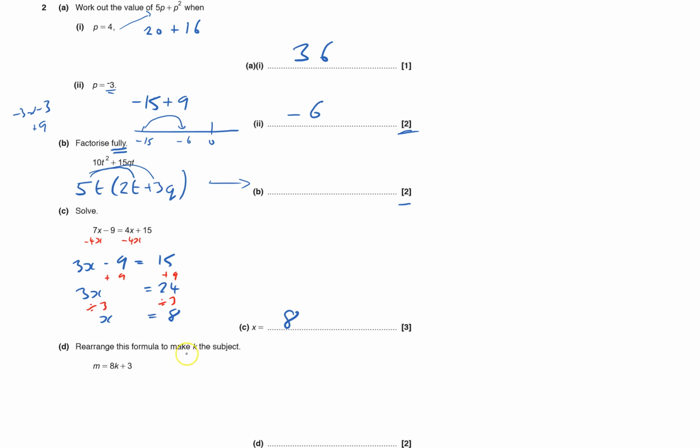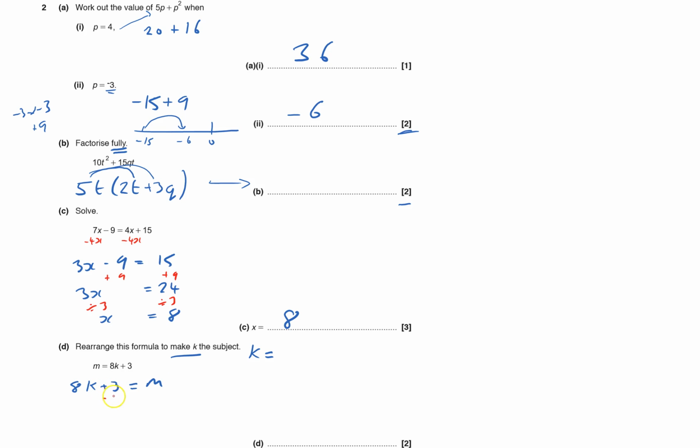And this time I've got to rearrange it to make k the subject, so that means it's got to be k equals. So the first thing I'm going to do is write this down the other way around, because I want a positive k on the left hand side, so I'm just going to write down 8k plus 3 equals m. And now we solve it just like an equation, except we haven't got any working outs to do.